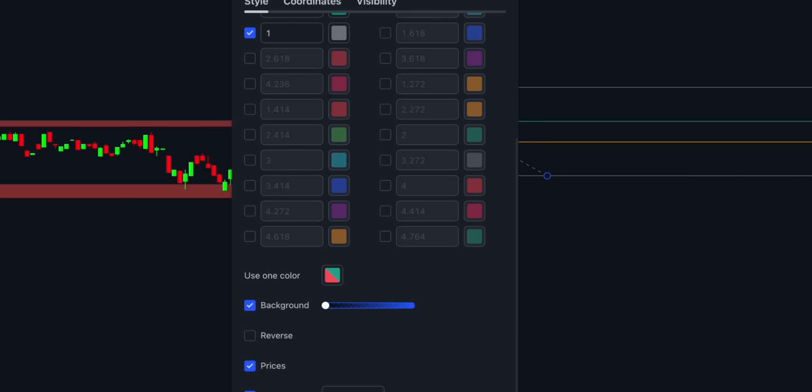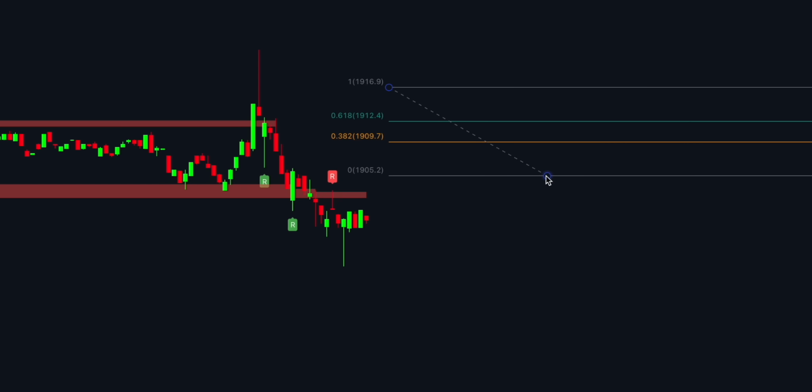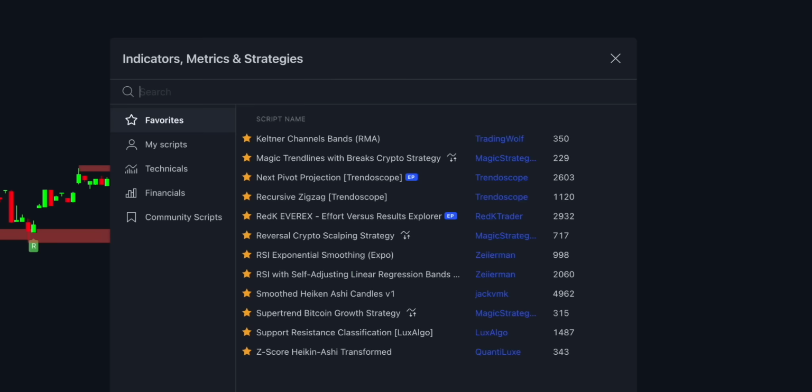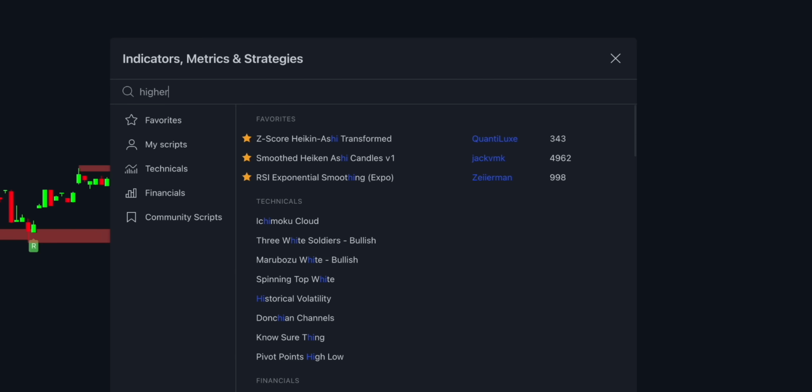Now let me teach you how to confirm buy and sell signals with Fibonacci retracement. The method is very simple. All you need is to identify the latest high and low prior to the signal. Traders with more experience can do that without a problem. However, if you're a beginner, you might want to add a higher high lower low indicator by Lonesome the Blue.